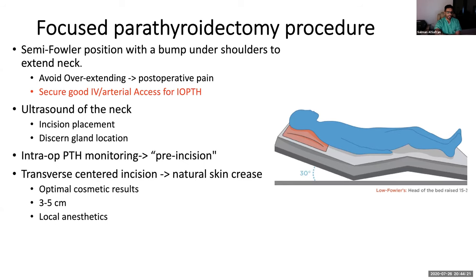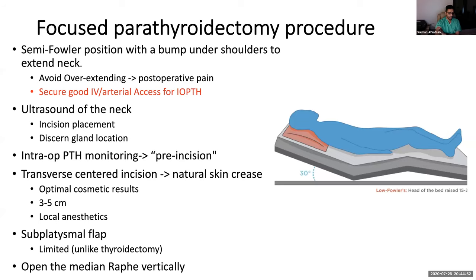Then you will make a transverse central incision, trying to identify the natural skin crease for optimal cosmetic result. The incision is between 3 to 5 centimeters, you can do it less. So far I do 3 to 5, and I use local anesthetics. Then I do a very limited subplatysmal flap, unlike with the thyroid where you have to go all the way to the cricoid, to the thyroid cartilage and to the sternum and laterally to the sternocleidomastoid. Very limited subplatysmal flap, and then open the median raphe vertically.